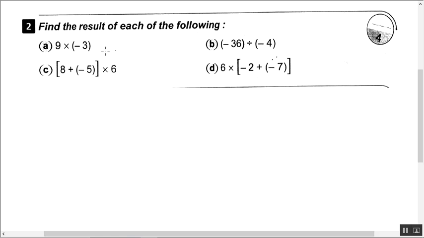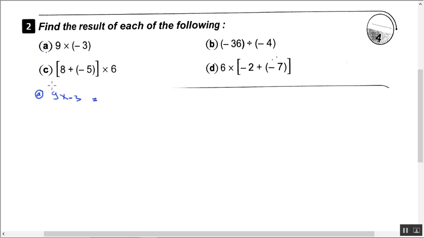Question number 2. He said find the result of each of the following. Number A, 9 times negative 3. Question number B, he said negative 36 divided by negative 4. Question number C, 8 plus negative 5, after that he said times 6. Question number D, he said 6 times negative 2 plus negative 7. We'll take number A.